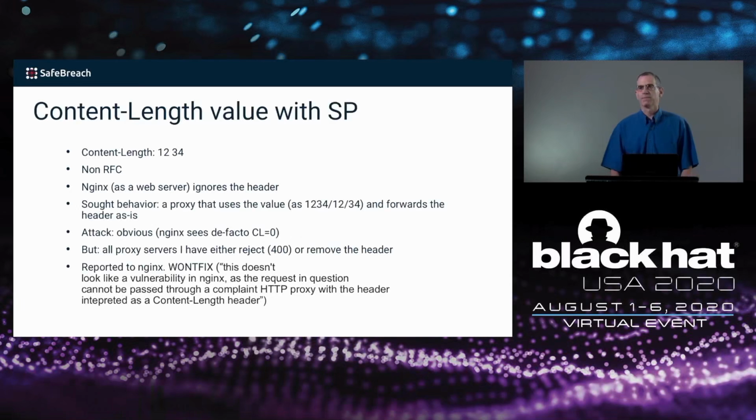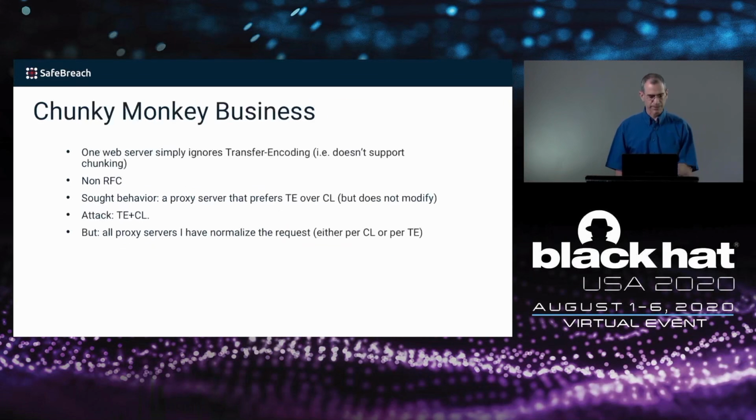Content length value with space. I'm talking about content length 12 space 34. Again, it's non-RFC. Nginx ignores this header. What I want to find is a proxy that uses one of the values 12 or 34, and forwards the request header as is. The attack is obvious. All the proxy servers I have either reject or remove this header. I reported this to Nginx, and they say they won't fix it because it doesn't look like a vulnerability in Nginx. The request in question cannot be passed through a compliant HTTP proxy with the header interpreted as a content length header, so they say.